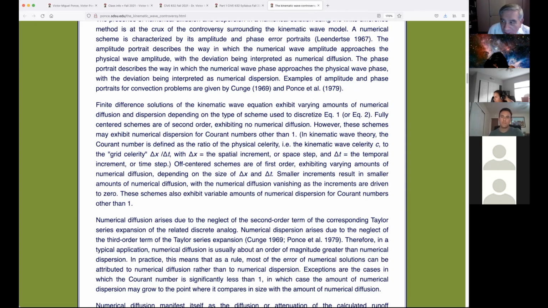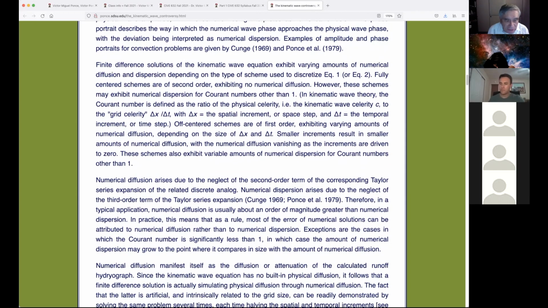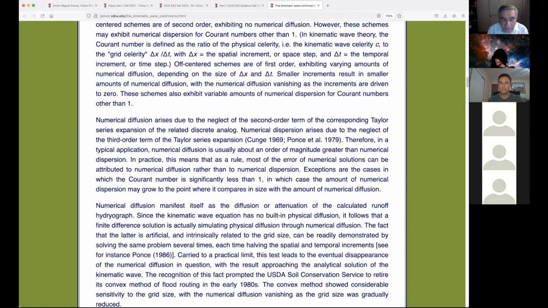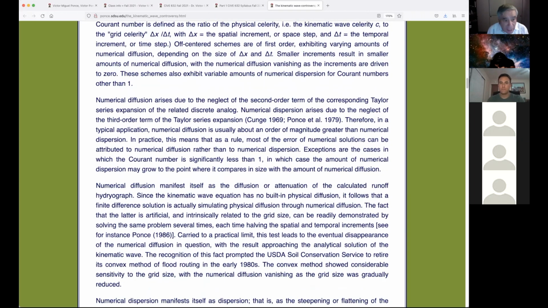That's when they ran into problems, then they listened to me when I said that you could have a better solution. Now, numerical diffusion arises due to the neglect of the second order term. Numerical dispersion arises due to the neglect of the third order term of the Taylor series expansion. Here we go with the findings of Conch as well as Frederick, who came in later. Therefore, in a typical application, numerical diffusion is about an order of magnitude greater than numerical dispersion.